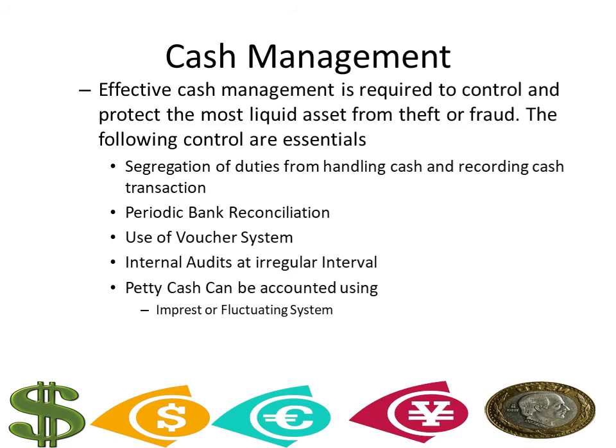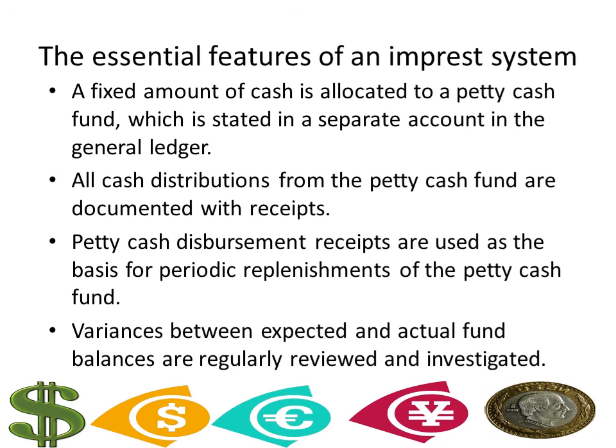And then we have petty cash that can be accounted for using either the imprest or fluctuating system. Okay, so what are these kinds? Most companies would use the imprest system. Why? The essential feature of the imprest system is that it has a fixed amount of cash allocated to the petty cash fund, which is stated in a separate account or in the general ledger. So usually they would have a separate book for the petty cash fund.